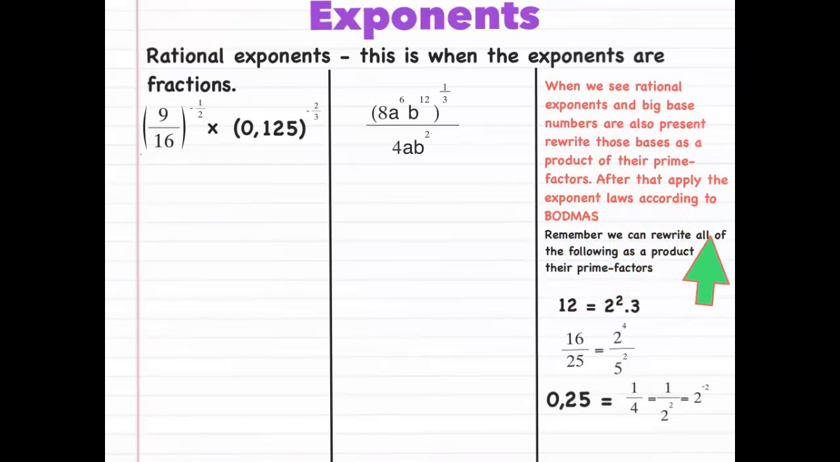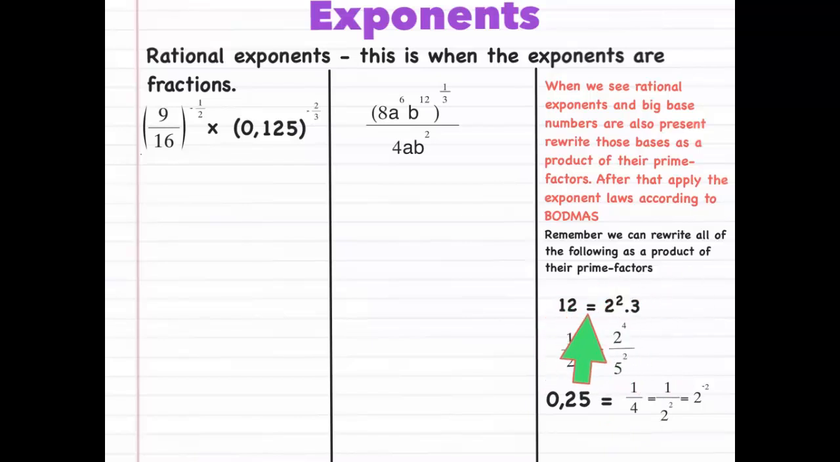And remember, we can rewrite all of the following as a product of prime factors. A 12 becomes 2 to the power of 2 times 3. 16 becomes 2 to the power of 4. 25 becomes 5 to the power of 2. A 0,25 is a quarter, which becomes 1 over 2 to the power of 2, which is also 2 to the power of negative 2. Because if I pluck that one with a positive exponent from underneath the fraction line and put it at the top, well, then the sign of the exponent changes, right? Okay, great. So I hope you remember how to rewrite numbers as a product of their prime factors.